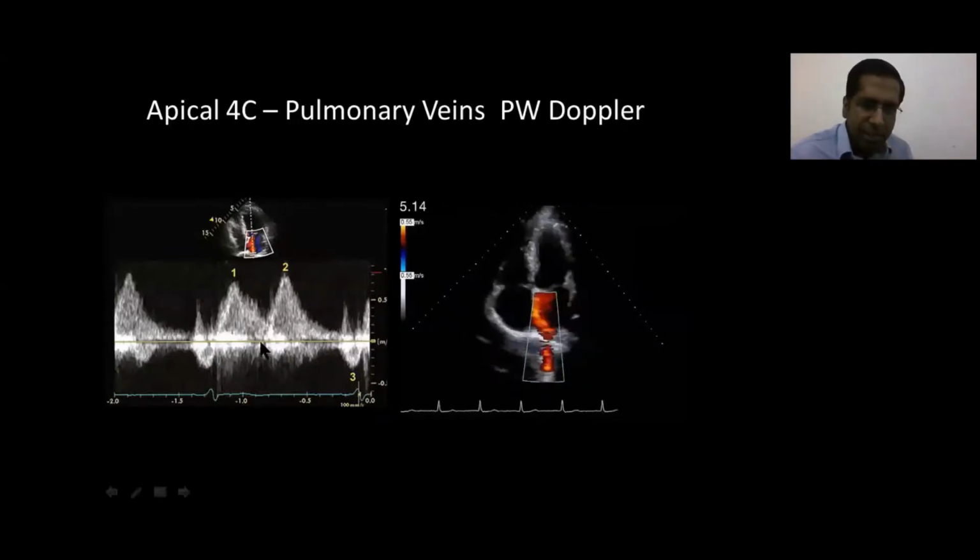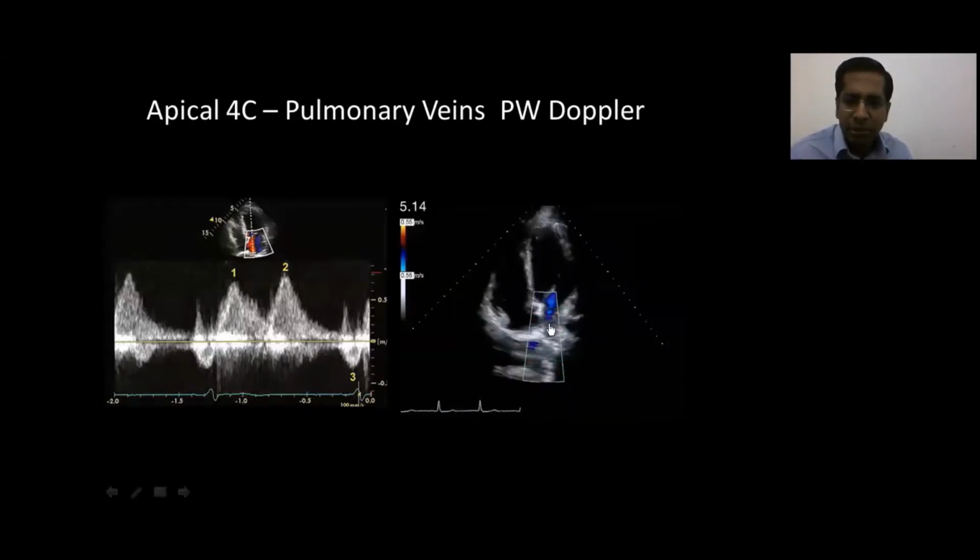So that is something to note. Looking at this is also extremely important. Again, like I mentioned earlier, these are not skills which suddenly come when you need it. So hence, it is good to do it in every given patient and try to get the pulmonary veins and try to get the Doppler.